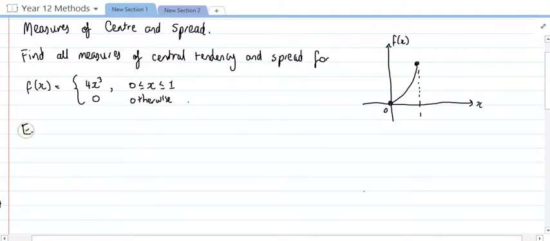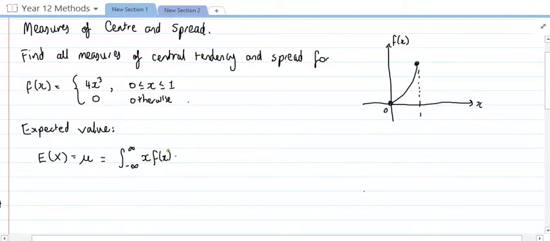I'll just write this down. To do the expected value, now in discrete distributions we use E of x, but because we're dealing with continuous distributions, I'm going to use mu, and that's equal to the integral between negative infinity and infinity of x f of x dx.